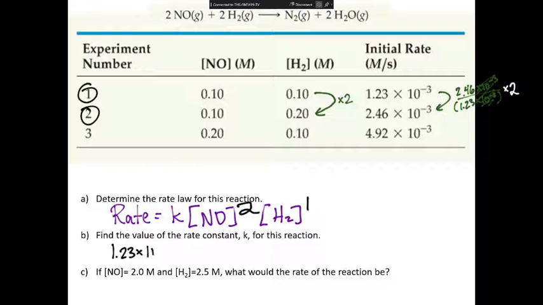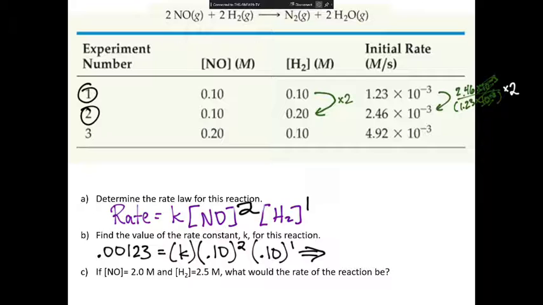1.23 times 10 to the negative third. You know what? I don't like scientific notation. I'm just going to take that out of scientific notation as it gets started. So I'll call that 0.00123 molar per second equals K times, I'm going to go with 0.1 for NO. I'm looking at reaction 1, but if you want to try it with reaction 2 or reaction 3, you'll get the same answer. Reaction 1 is extra easy this time because it's all 0.1s.